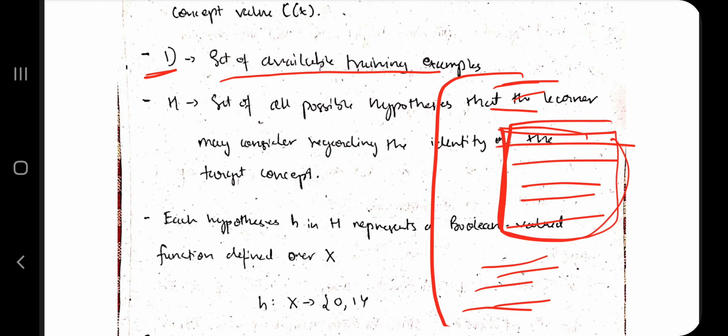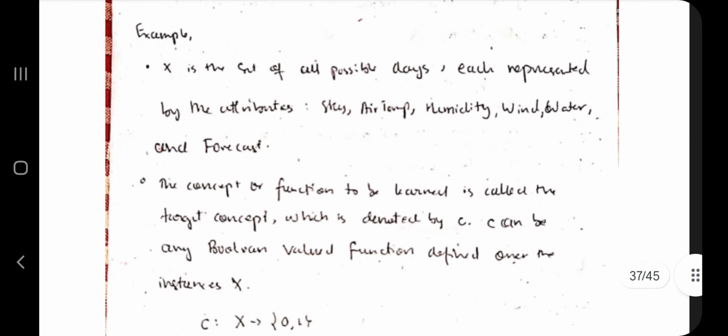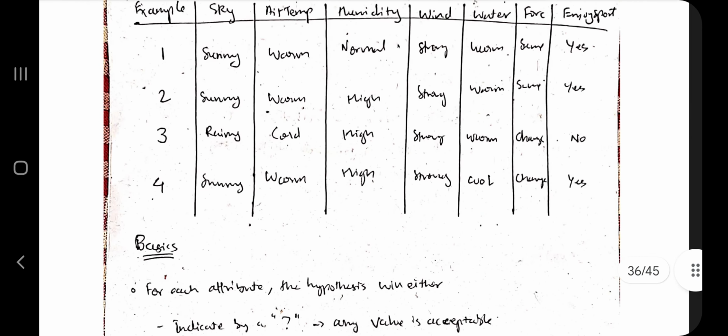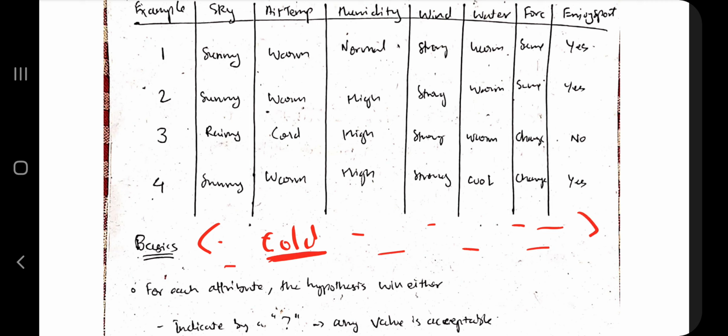H is the set of all possible hypotheses. For example, what the hypothesis could be, I can take just one hypothesis, like all question marks. If I take all question marks, any value can be acceptable. If I specify all question marks except the second one, where I write cold, then my hypothesis is that here it should be cold, and for the rest of the things anything can be there.